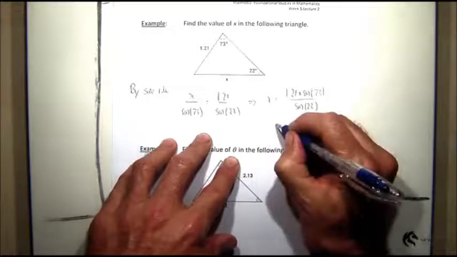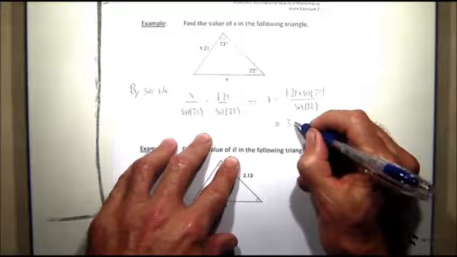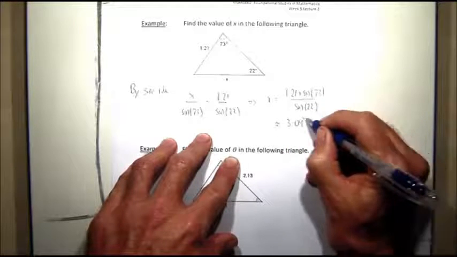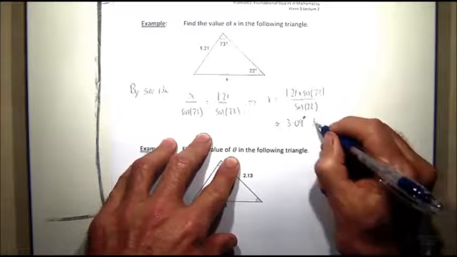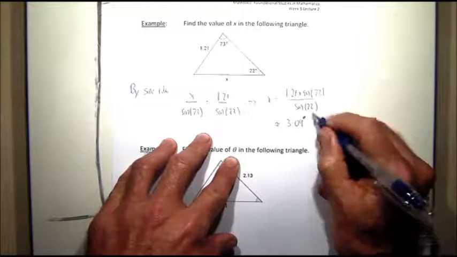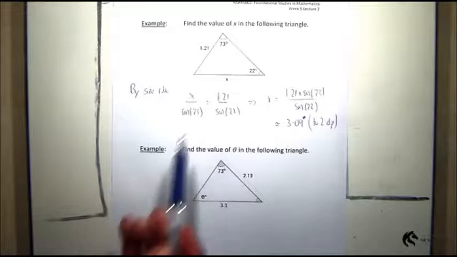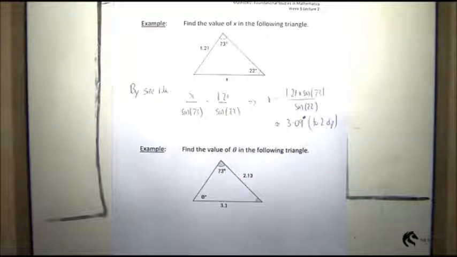And then you whip out your calculator, and I got, whoops, that's not degrees, that's length to two decimal places. I got 3.09 in that case. So that would be the length of the side opposite angle 73.